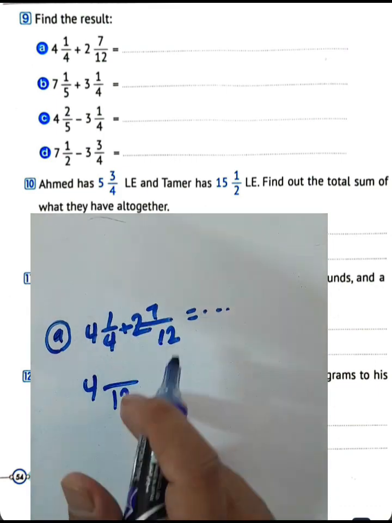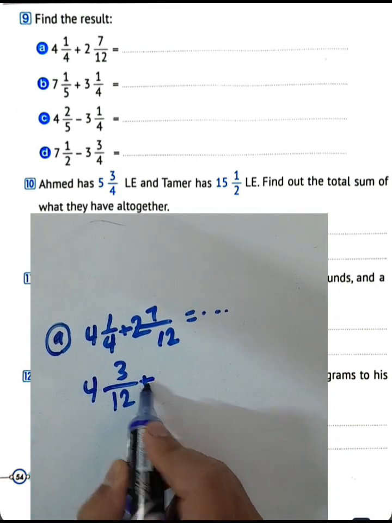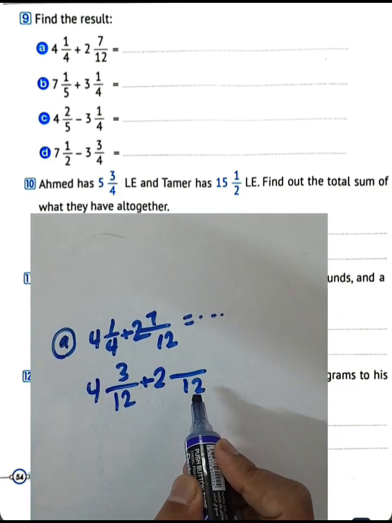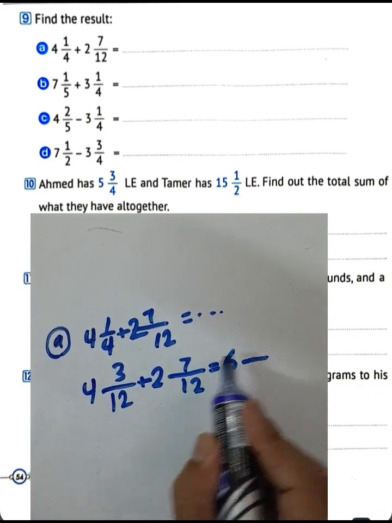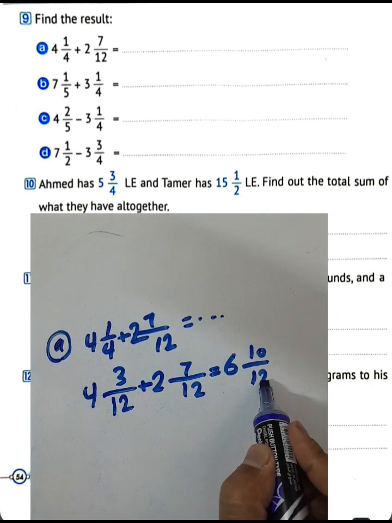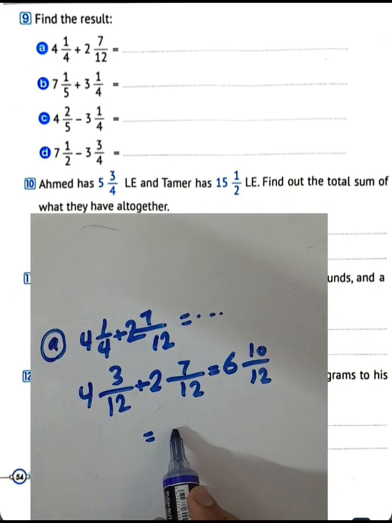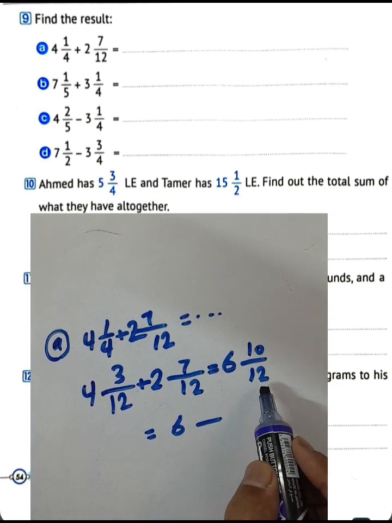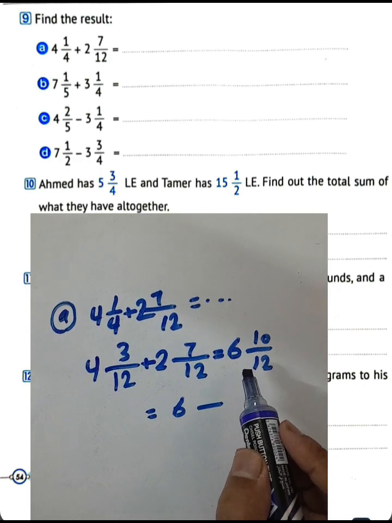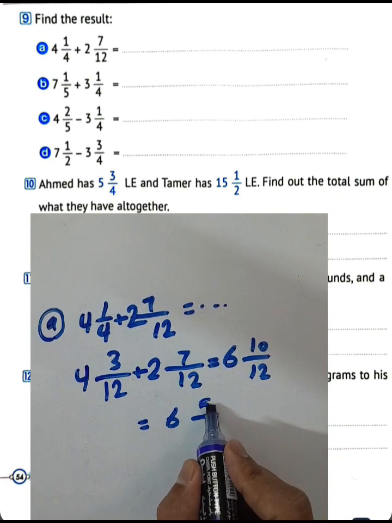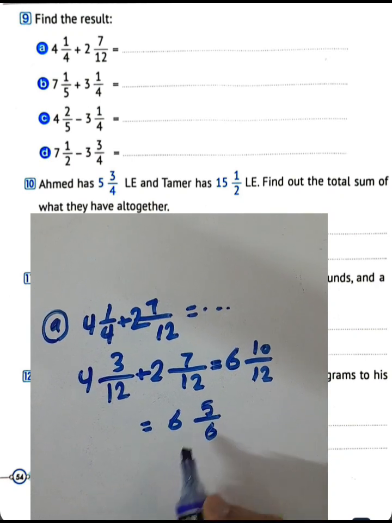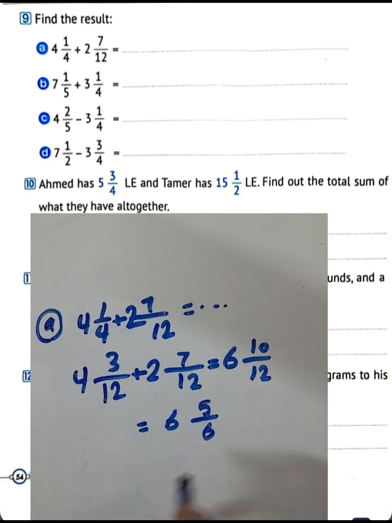3 times 4 equals 12, and 3 times 1 equals 3. Write 2, and then write 12 in the denominator, and write 7. 4 plus 2 equals 6, and 3 plus 7 equals 10, 10 over 12. And then we can simplify it by dividing the numerator and denominator by 2. The highest common factor between 10 and 12 is 2. 10 divided by 2 equals 5, and 12 divided by 2 equals 6. The result will be 6 and 5 over 6.